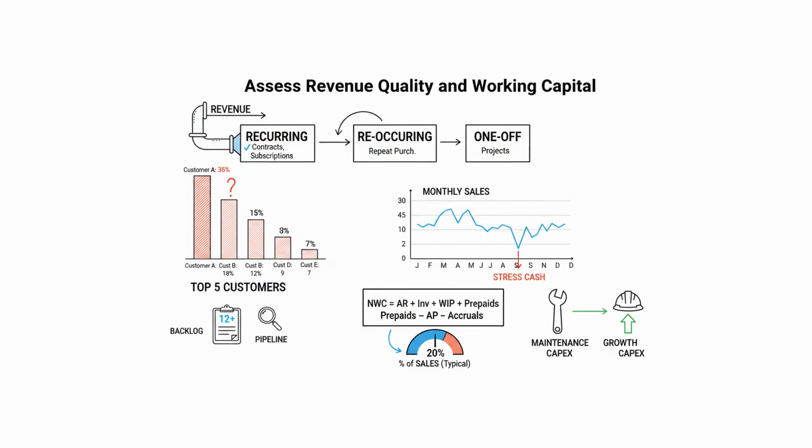On working capital, compute net working capital: AR plus inventory plus WIP plus prepaids, minus AP, accruals, and its typical level as a percentage of sales. This informs what the buyer expects to receive at closing. Also distinguish maintenance CapEx from growth CapEx for cash flow realism.